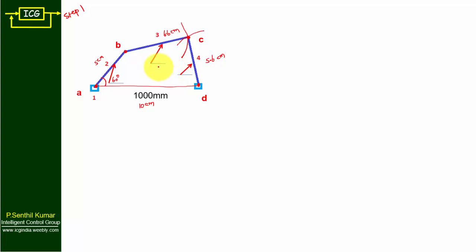Now I'm going to apply the law of relative velocity on this diagram. Totally there are three moving components. First, I'm going to draw the velocity component B.